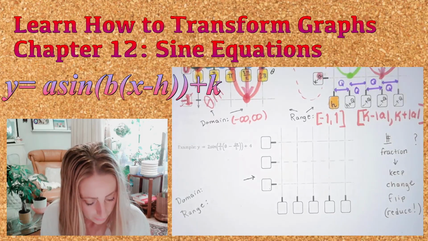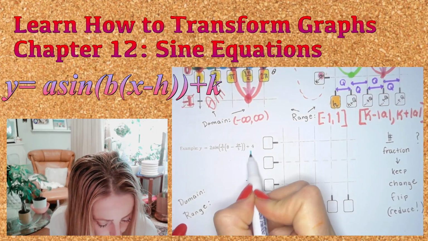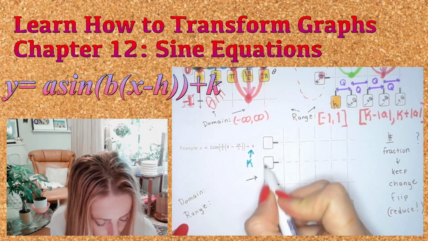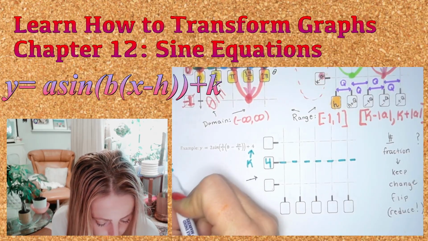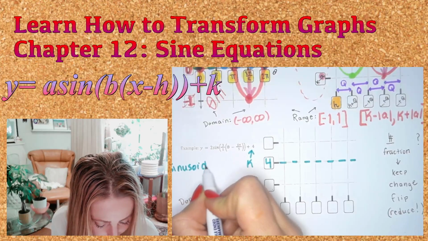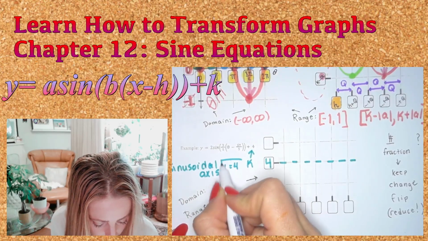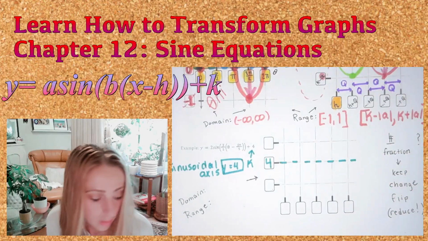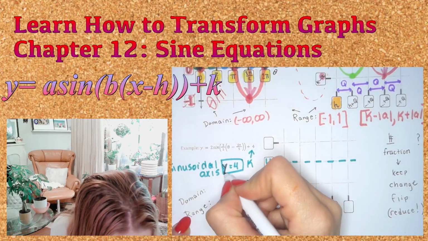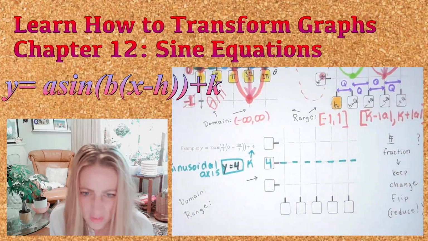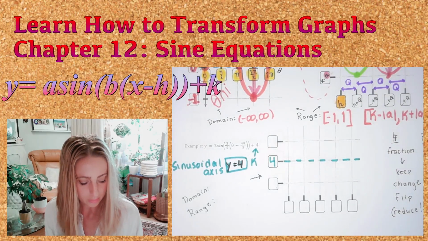Let's go. Let me see if I can keep the same color coding consistency. 4 is my K value. So this is 4. This is my dotted line, my sinusoidal axis. That says y equals 4. Can you see it better? So y equals 4 is my sinusoidal axis. There it is, all the way across.